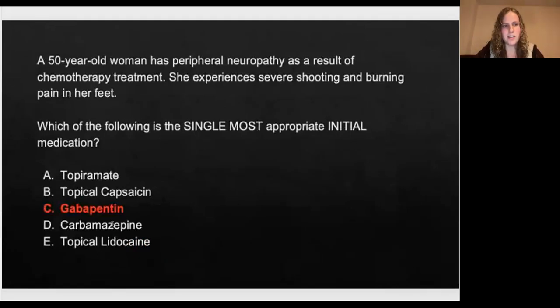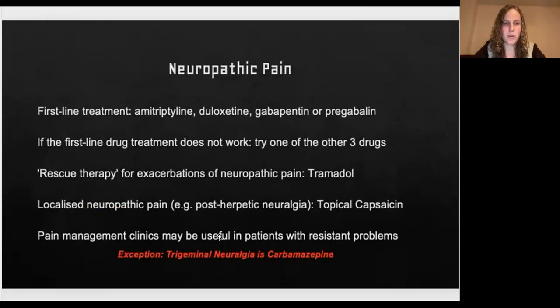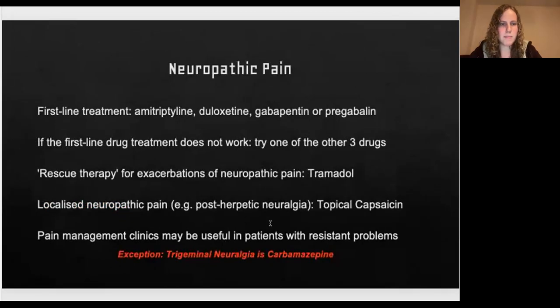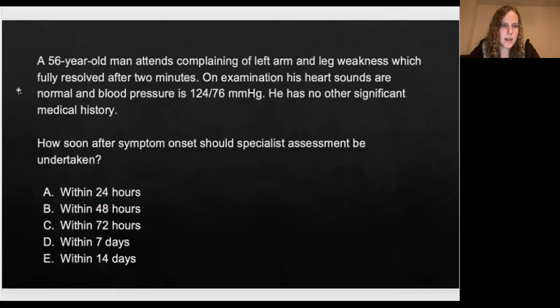Going back to these other ones, lidocaine's an anesthetic, of course. Carbamazepine can be used for trigeminal neuralgia only. It's first line. Topiramate for a certain type of headache. And like I said, topical capsaicin is more for a localized specific pain. Okay. Next question.